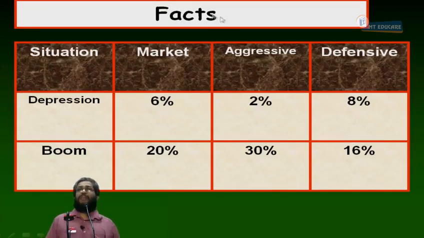Now tell me, from the aggressive share, will I expect 2% or 30%? I expect the average. Simple average or weighted average? Both are the same, because the probability is the same. Anyhow, you can use simple or weighted average here. Same, you have to find out for the defensive stock.